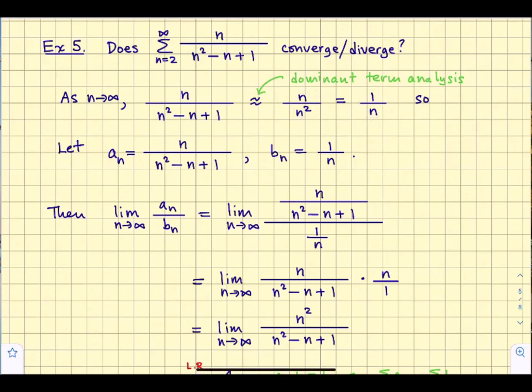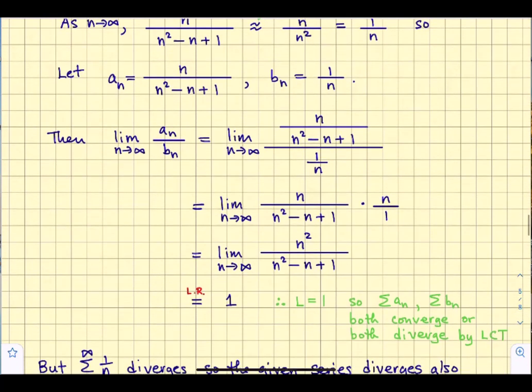A good thing to try is a dominant term analysis. If the result is fairly clean and much simpler than what you started with, take this to be your b sub n. At least give that a try. So I'll take my a sub n to be the original general term, my b sub n to be the general term I got through the dominant term analysis, and then take the limit of the quotient of those two things. This gives me the limit of this over this. After a little algebra, just invert and multiply. I need to take this limit.